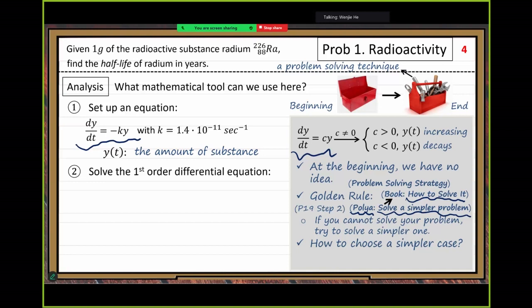How to change that, how to choose that C? Tell me, what C makes it the easiest? C is unknown, right? 0? C cannot be 0. What C? 1. 1 is the easiest because 1 is gone. C is gone. So the best choice is we take C equals 1. Golden rule.